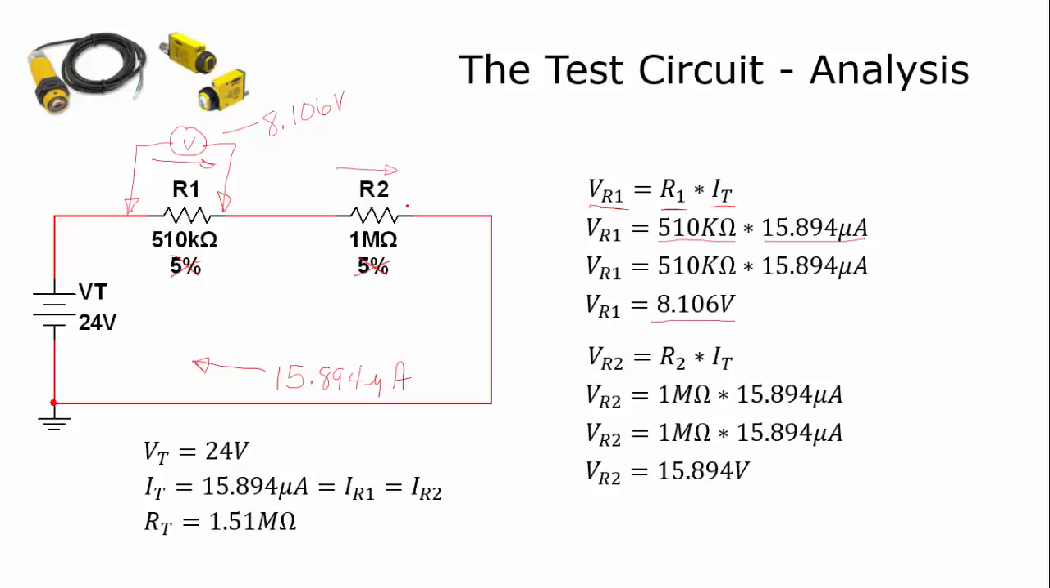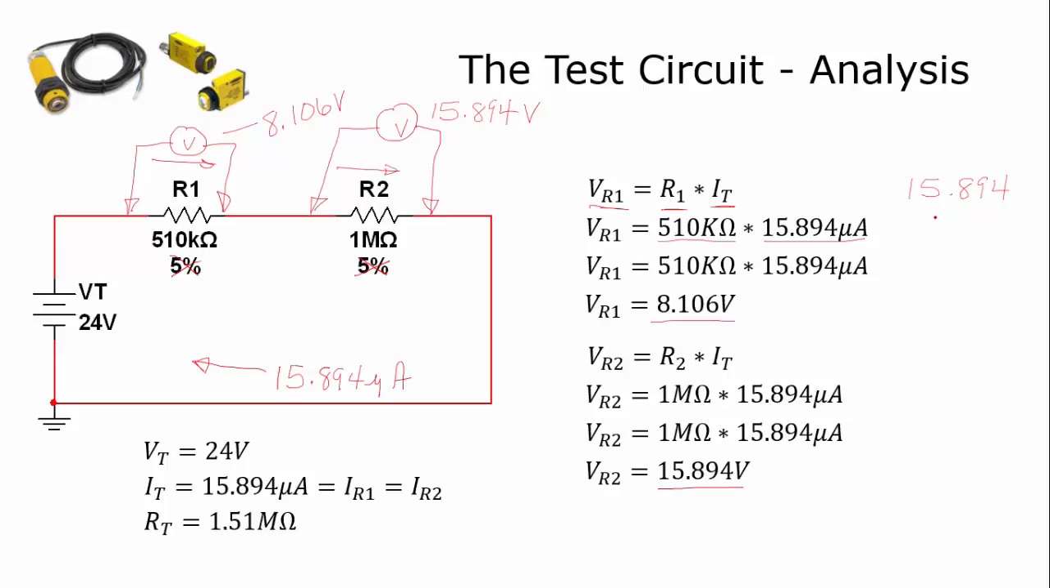Let's do it across R2. So if I place a voltmeter across R2, the voltage across R2 will be equal to the resistance of R2 times the current across R2, which is total current. So 1 megaohm times 15.894 microamps will be 15.894 volts. So this voltmeter should read 15.894 volts.